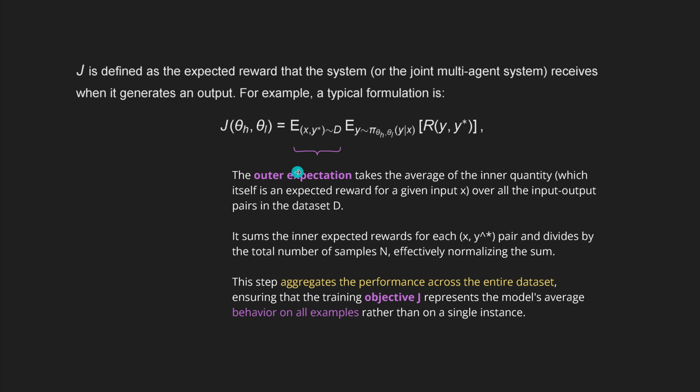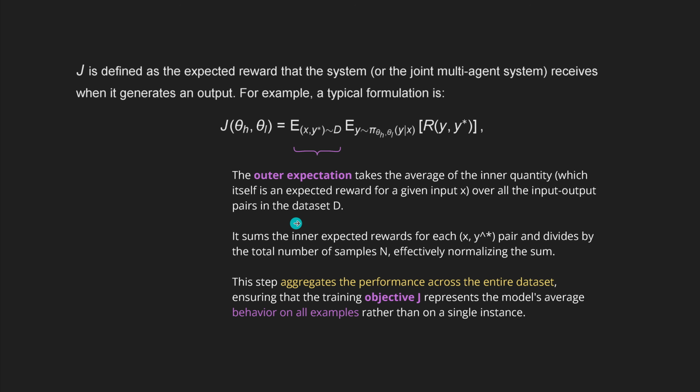Now, the other term is the outer expectation. What it does, it takes the average of the inner quantity, which itself is an expected reward of a given input x, over all the input-output pairs in the dataset. So this particular notation here, over all the different pairs in the dataset D, we have now the outer expectation.